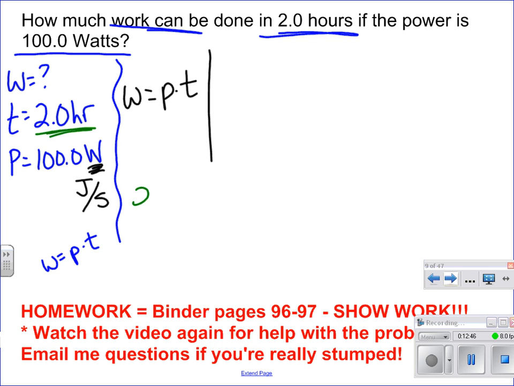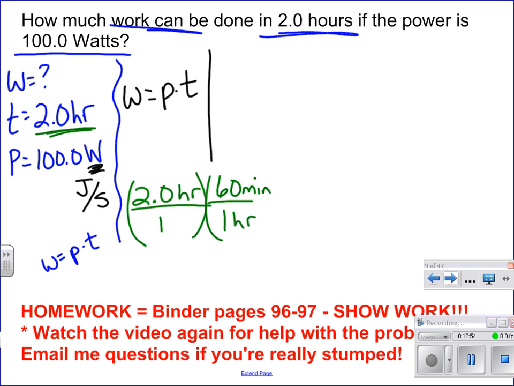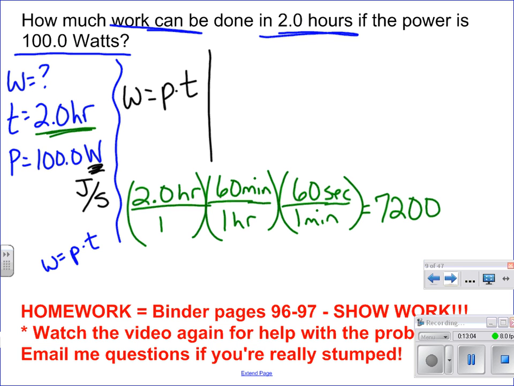So I'm going to do that down here, dimensional analysis. 2.0 hours over 1. 1 hour is equal to 60 minutes. 1 minute is equal to 60 seconds. And when you multiply those out, you get 7,200 seconds. So that's your time that you're going to use in your formula.